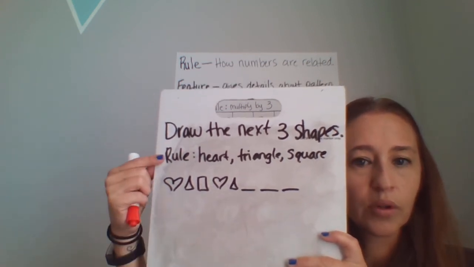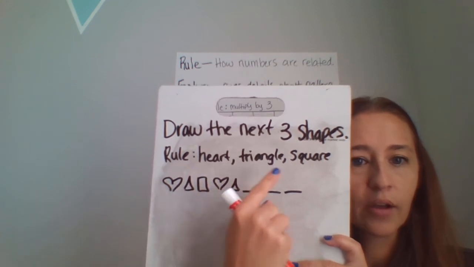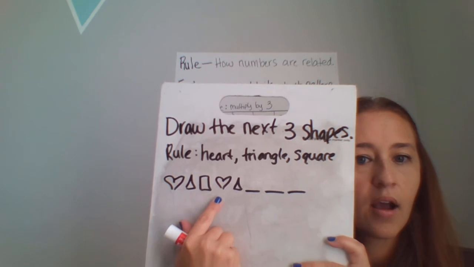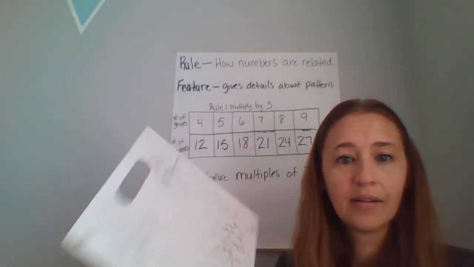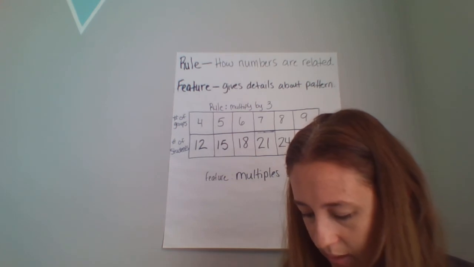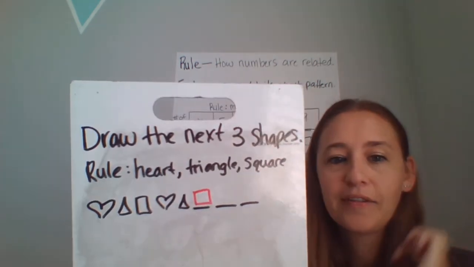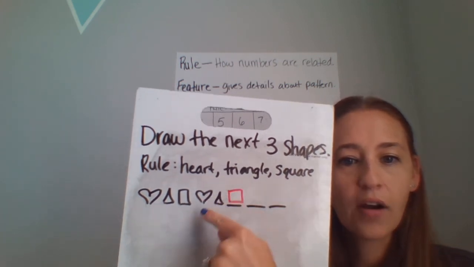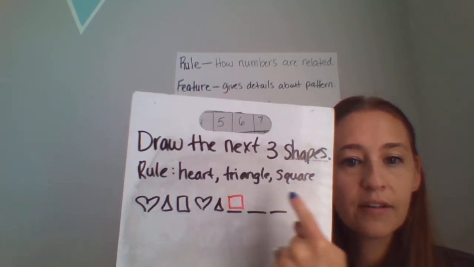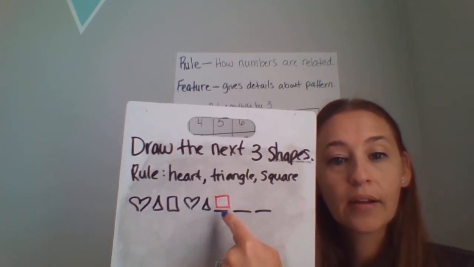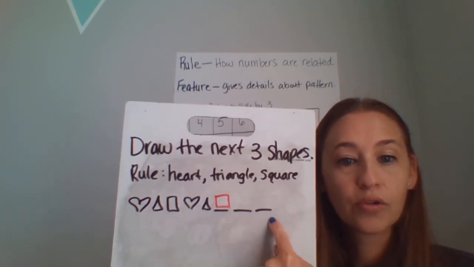Let's go back to the rule. The rule says heart, triangle, square. I have heart, triangle, square. Heart, triangle, square. So my next missing shape is a square. Then I have to fill in the other 2 blanks. Now what happens? I have heart, triangle, square. That's the end of my rule, but it's a pattern, so it repeats. Heart, triangle, square, heart, triangle.